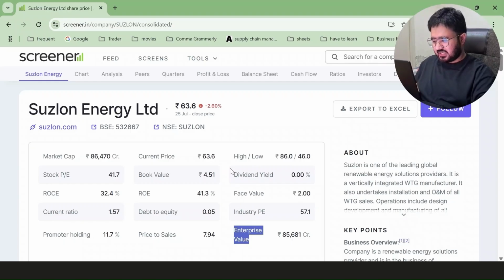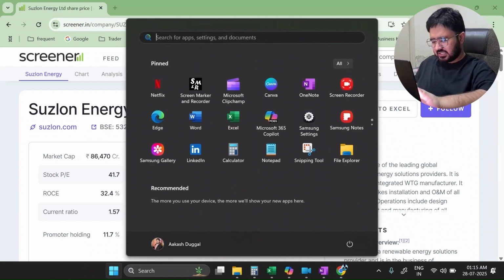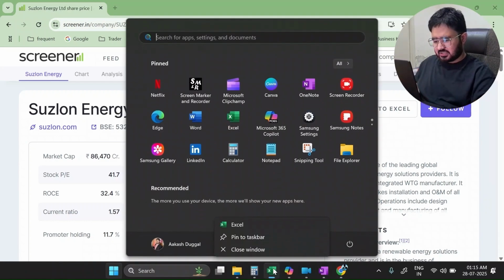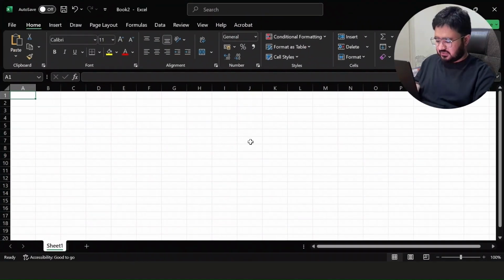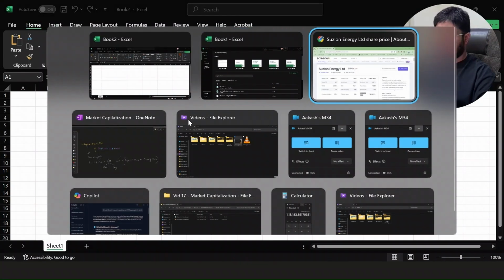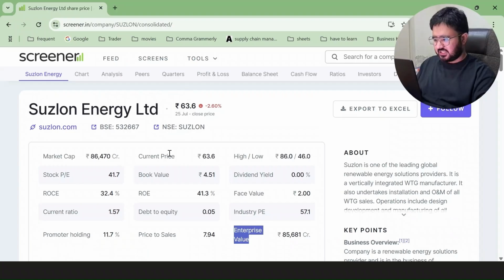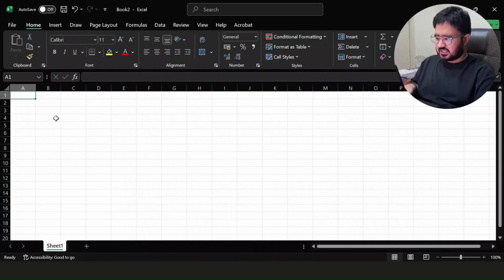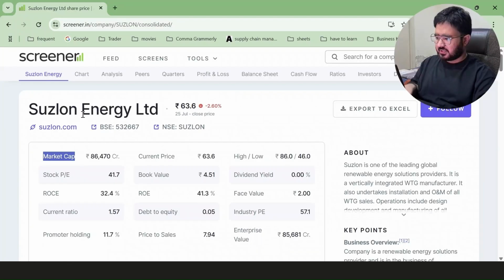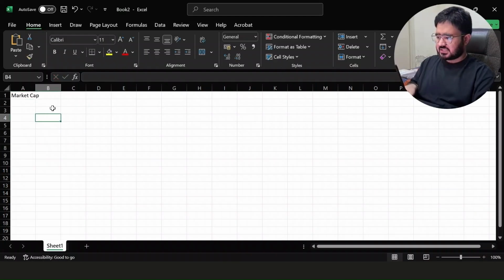And let's see how we can calculate it manually. Okay, so what I have told you, we will just take a calculator, or let's say Excel file for that matter. Let's take a new Excel workbook. So first we have to take market cap, right? We can directly get it from here, no need to calculate it. Let's just get it from here. Market cap.